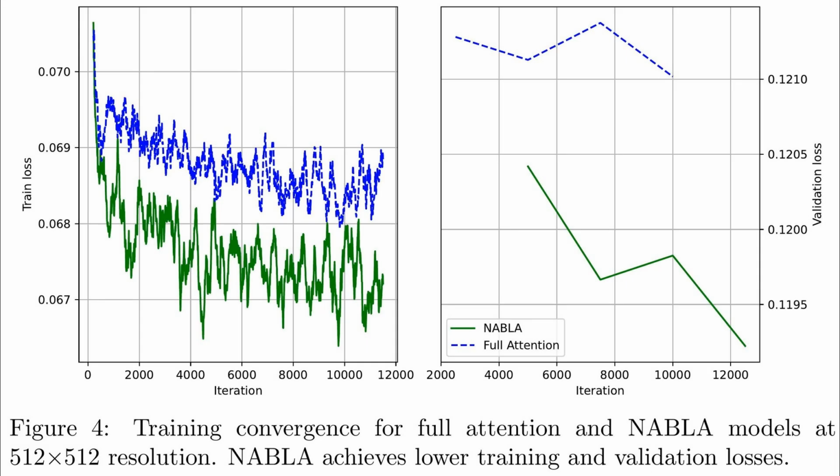And it's not just about the final output. These plots show what happens during the actual training process. We're looking at training and validation loss, which is basically a score of how many mistakes the model is making, so lower is better. The green line, representing the NABLA method, is consistently below the blue line for full attention. This means that during training at a 512 by 512 resolution, the NABLA model actually learns more effectively, achieving better convergence. So it's not just faster in the end, it learns better and faster along the way.